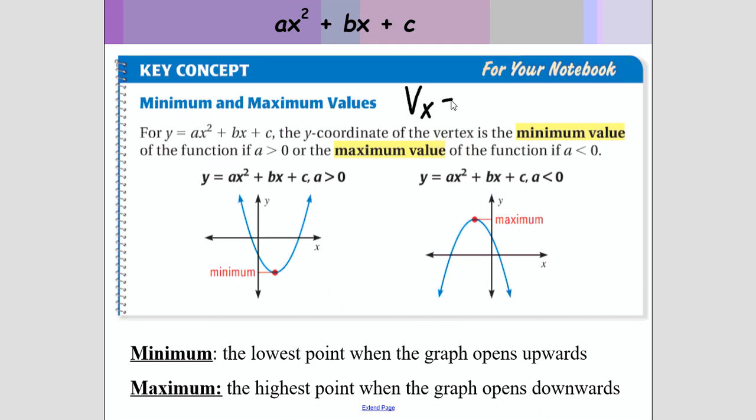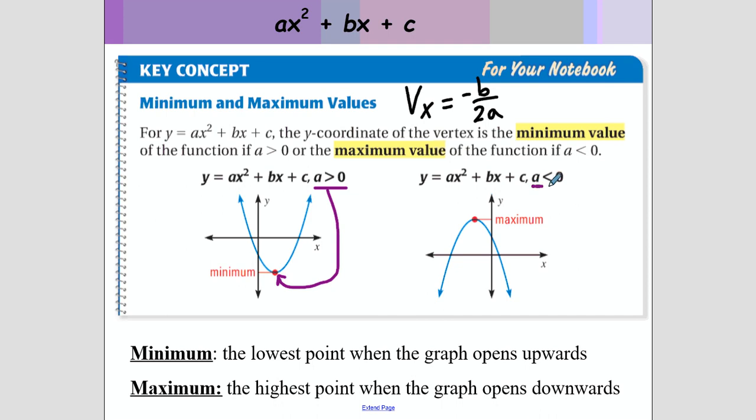The x-coordinate is at negative b over 2a. You might ask yourself, if a graph opens upward, how do I know it opens upward? Because you look at the leading coefficient. If the a value out front is positive, you know the graph is going to open upward. We have to have a minimum. If the graph opens upward, it will never have a maximum because the graph keeps opening up and up and up.